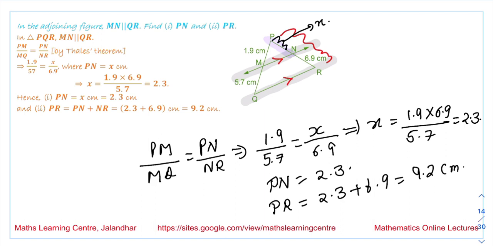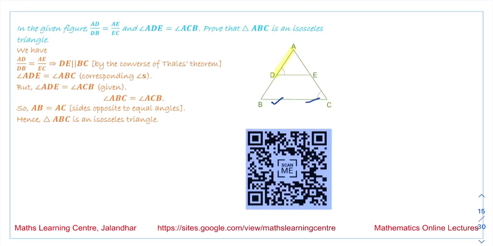Now in this next question we have AD over DB, where DB is this length, equal to AE over EC, where AE is this length and EC is this length. These are equal, and angle ADE is equal to angle ACB. We have to prove that triangle ABC is an isosceles triangle.